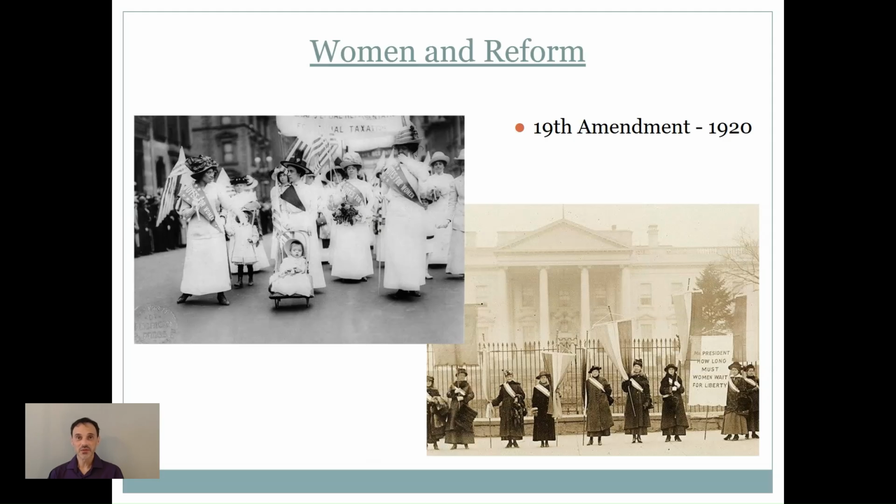The 19th Amendment, like we said, was passed in 1920. And we have, right, the success for women that was 150 years in the making. About 60 years after all men got the right to vote, women still had to wait for their right to vote.